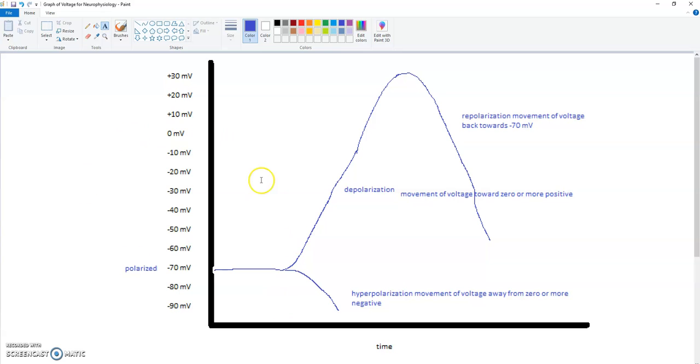We will talk more about these terms and apply them to neurophysiology later, but hopefully that explained it a little bit, so you understand how we're describing the changes in the voltage across the plasma membrane of a neuron. So I will see you guys in the next video.